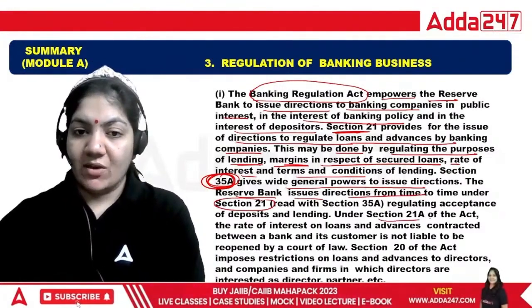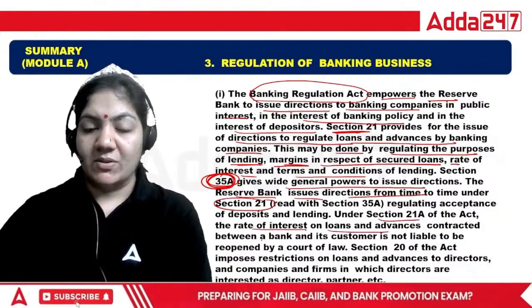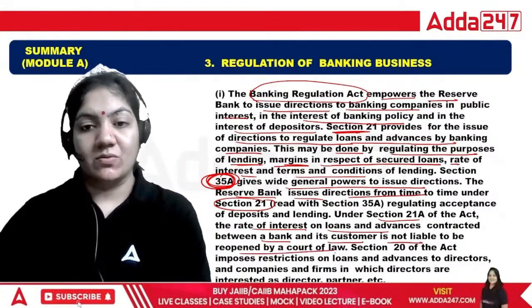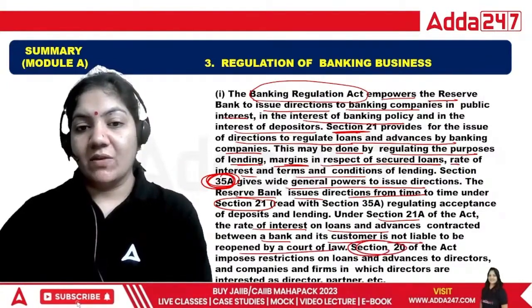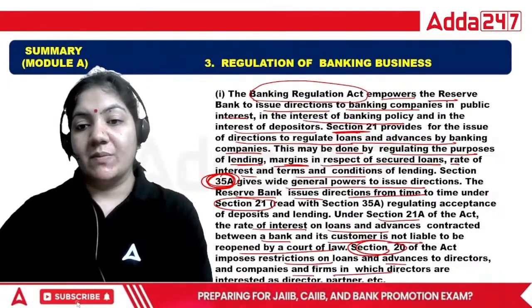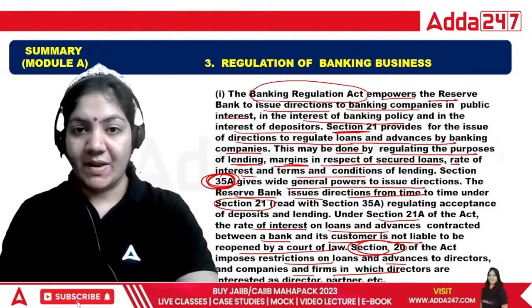Under Section 21A of the Act, the rate of interest on loans and advances contracted between a bank and its customer is not liable to be reopened by a court of law. Section 20 of the Act imposes restrictions on loans and advances to companies and firms in which directors are interested as directors and partners. That is important.